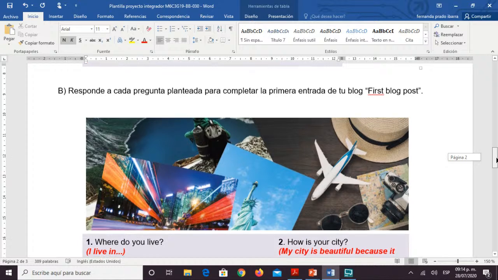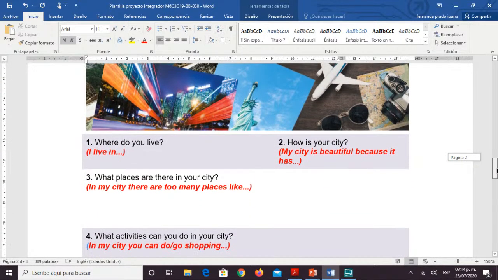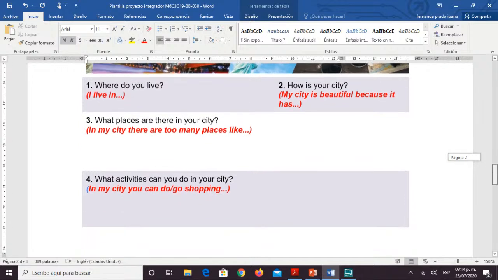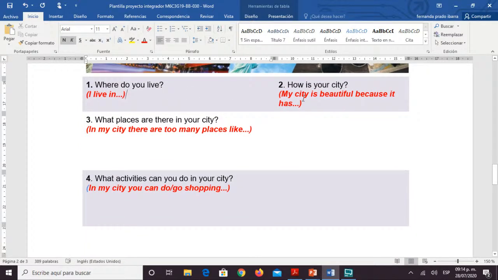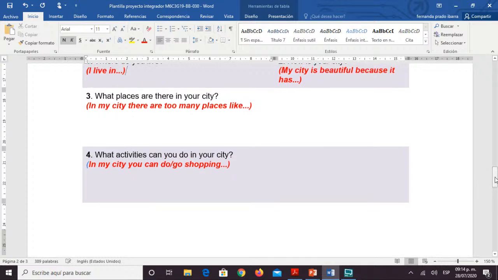Each question to complete the first or the second part of our blog. Where do you live, Jalisco? How is your city? My city is beautiful because it has a lot of parks, museums, shopping centers, zoos, for example. What places are there in your city?